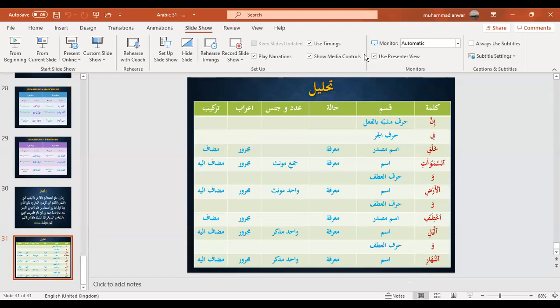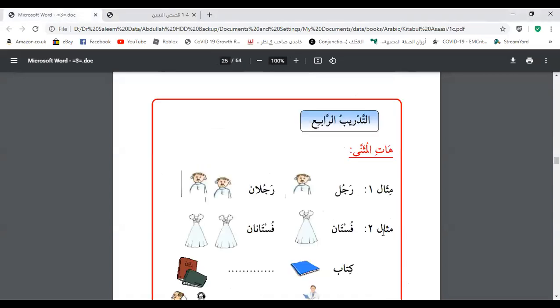Okay, let's leave that there and let's have a quick look at other books which we haven't had a chance to go through for some time. Okay. At-tadribu al-rabi'a. Hati al-musanna.